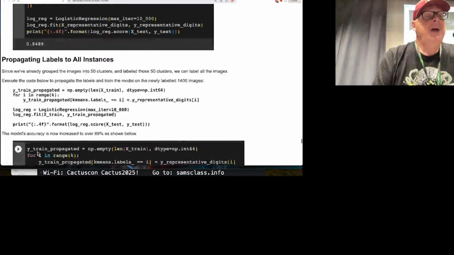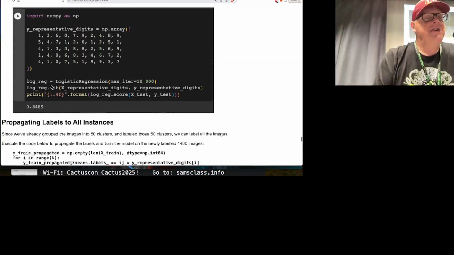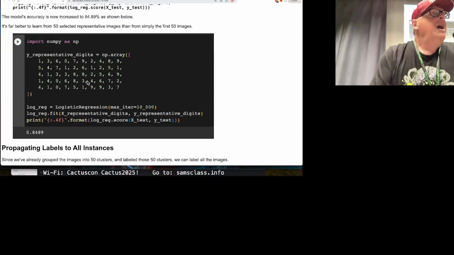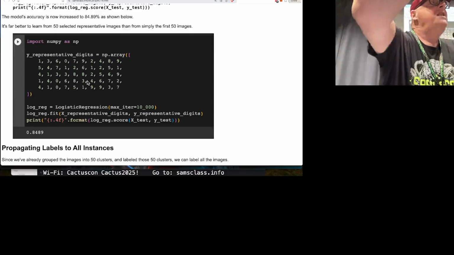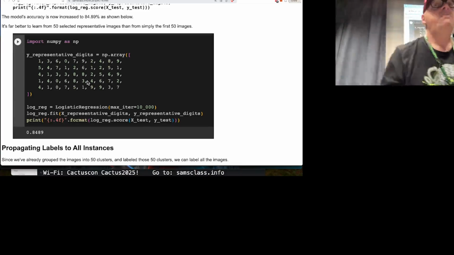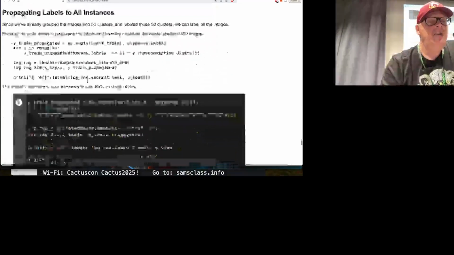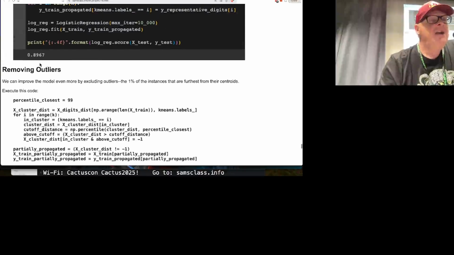Well, now what you do is you propagate the labels to all instances. Since I labeled those 50, I assign that label to all the rest in that cluster. So I only paid a human once, but I labeled all the images, and now I train on all the images, and now I get up to 89%. Now the original training with labeled data got me 90.6, so I'm still not there yet.